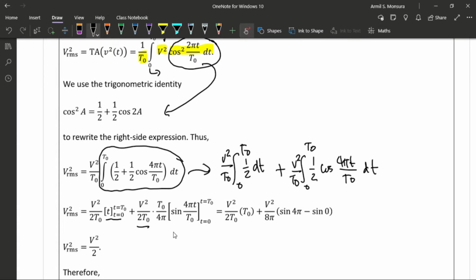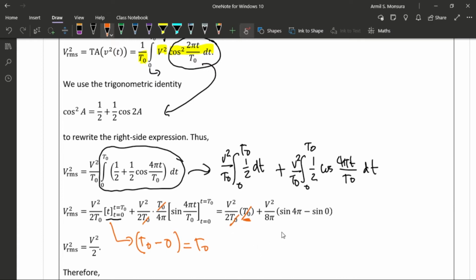So in this case, we can cancel this t0 out. So we will have the following. For the first term, we will have b0 over 2 t0. Now this evaluates to t0 minus 0, which is equal to t0. Kaya t0 yung may iwan dito, which we can cancel out. So the first term is left with the factor b squared over 2.